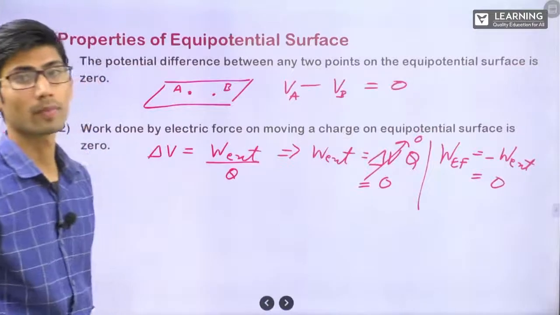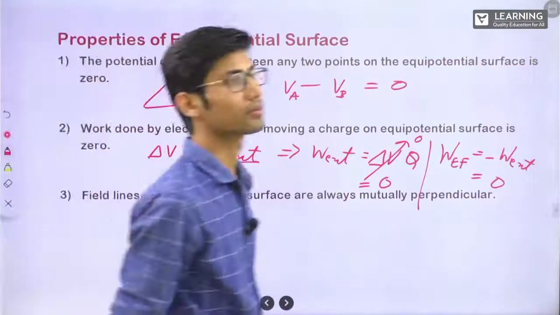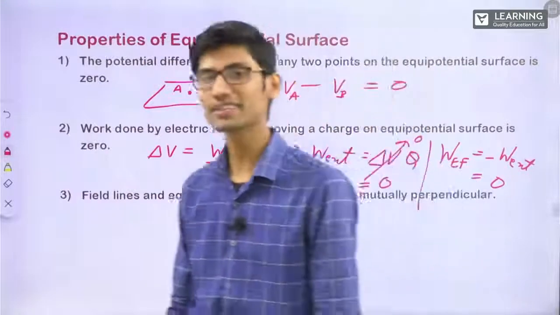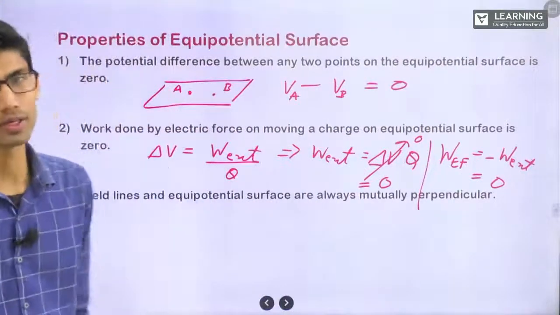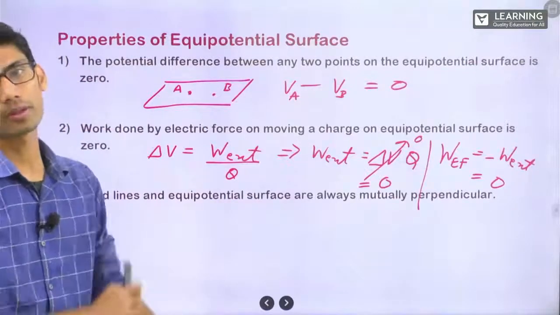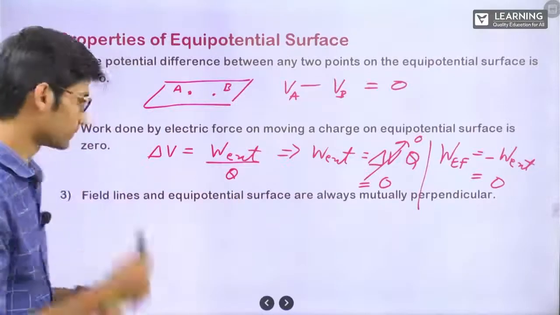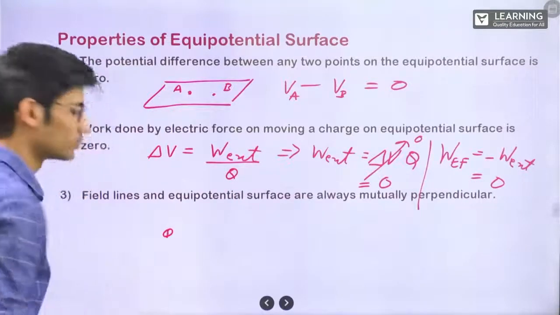Clear? Next. Field lines and equipotential surface are mutually perpendicular. Just now I showed you that is true. Why? Because if it will not be perpendicular, the surface will not be equipotential. Very simple. See, there is a charge Q.